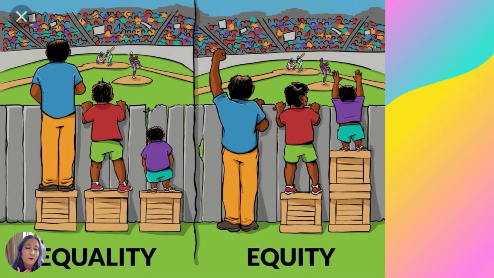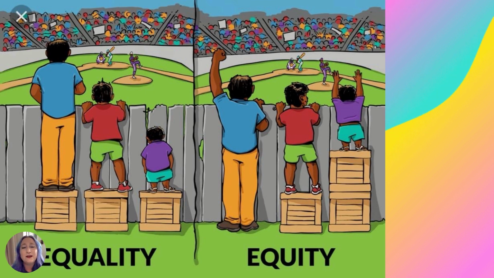Usually we talk about equality, and as you can see here, equality means everybody gets the same box, but that doesn't mean that everybody can see over the fence in order to view the baseball game. So equality, everybody has equal access. Here, everybody has equal access to the same box, but some people, right, the short person there on the end, perhaps the child, needs more height in order to be able to see the game.